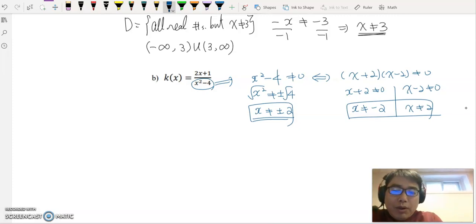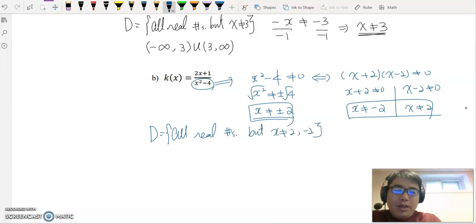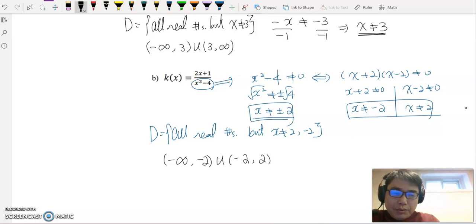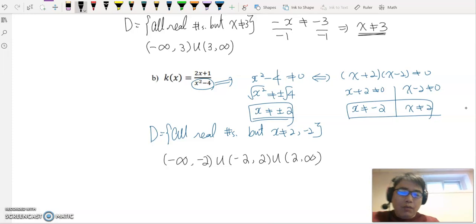Okay? Therefore, domain becomes all real numbers, but x cannot be 2 and then negative 2. In interval notation, we can write negative infinity to negative 2, union negative 2 to 2, union 2 to infinity. That will be the answer for this question.